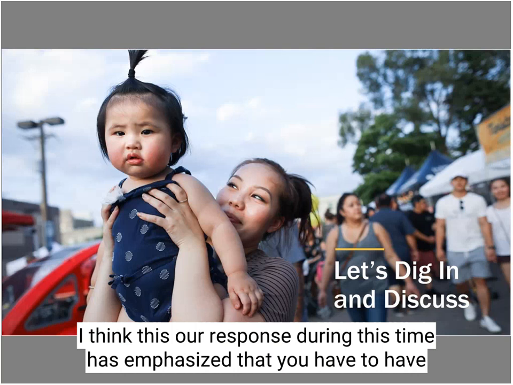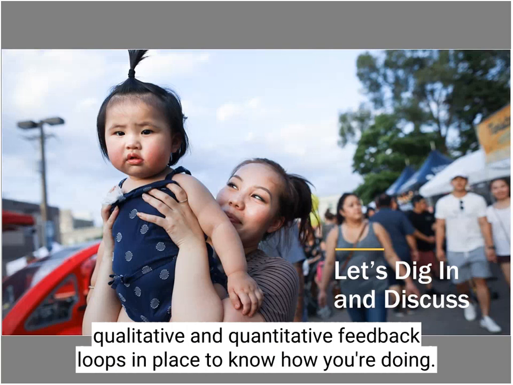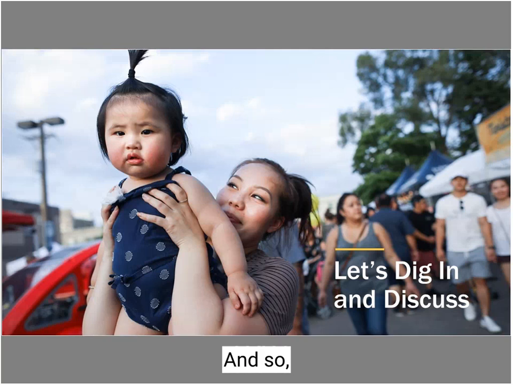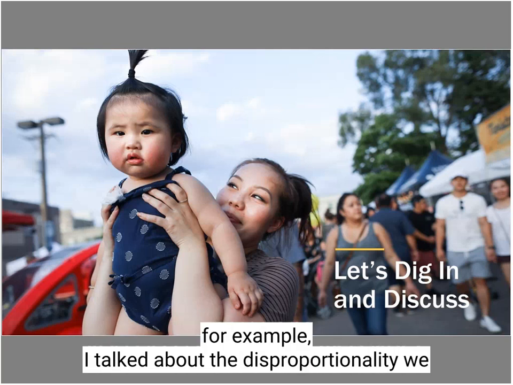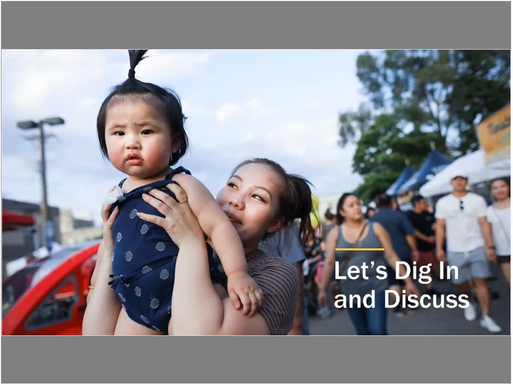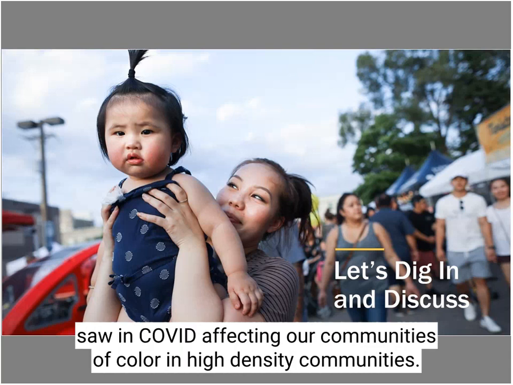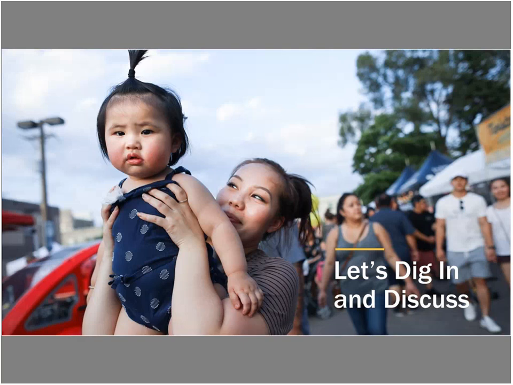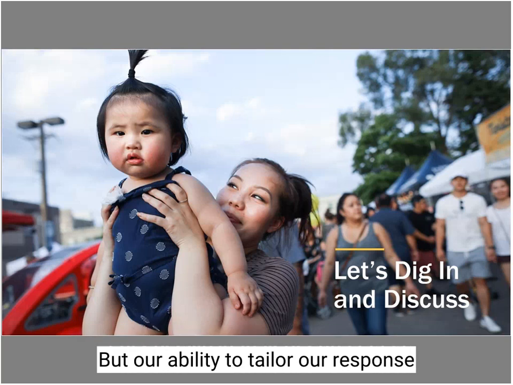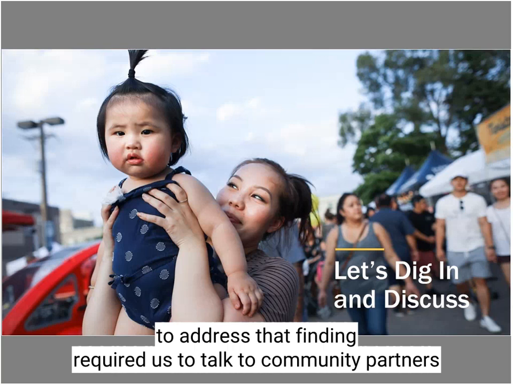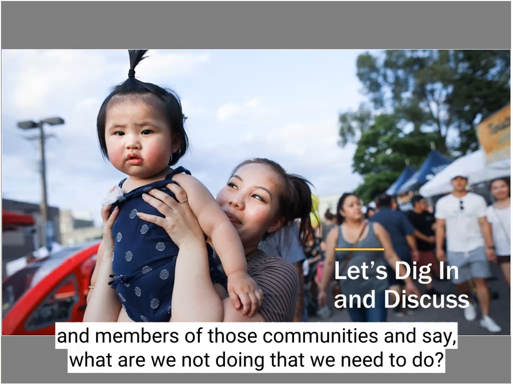I think what we have seen is that our response during this time has emphasized that you have to have qualitative and quantitative feedback loops in place to know how you're doing. For example, I talked about the disproportionality we saw in COVID affecting our communities of color and high-density communities. The data showed us that. But our ability to tailor our response to address that finding required us to talk to community partners and members of those communities and say, what are we not doing that we need to do?